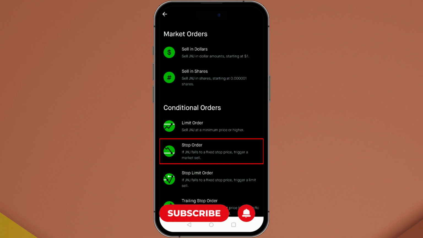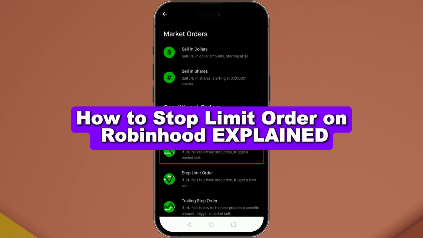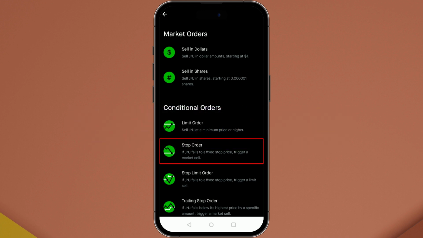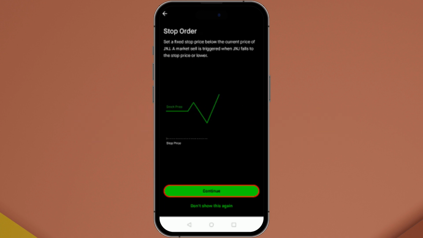In today's video, I'm going to show you how to place a stop limit order on Robinhood. So if you tap the info icon in the top right, it shows you how these orders work. With a stop order, a buy happens if the stock moves above a certain price, or a sell if it drops below a certain price. Once that stop price is hit, it triggers a market order, which executes right away.